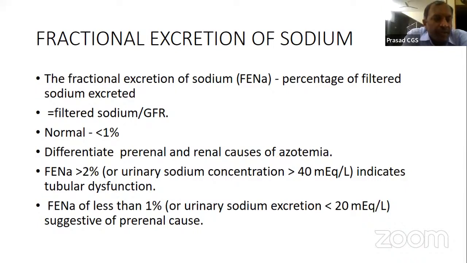of azotemia. When it is more than 2%, that is, urinary sodium concentration is more than 40 milliequivalent per liter, it indicates tubular dysfunction. When it's less than 1%, or urinary sodium less than 20 milliequivalent per liter, it suggests pre-renal causes.